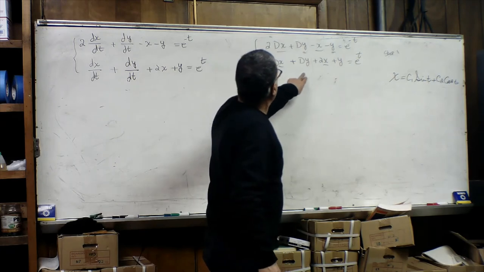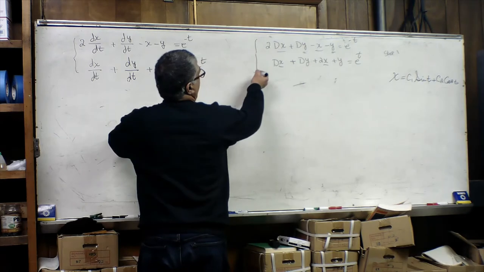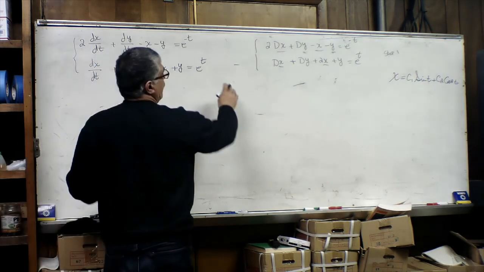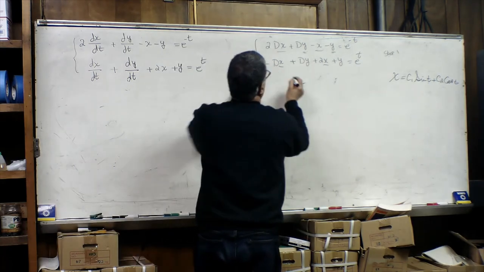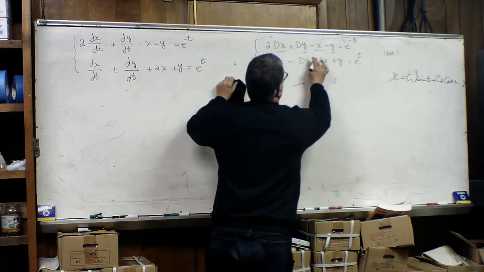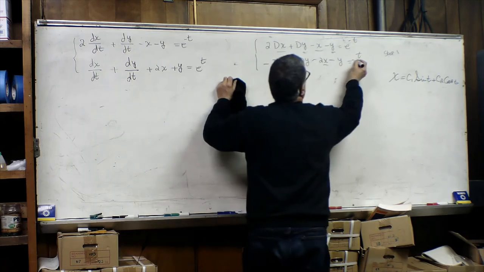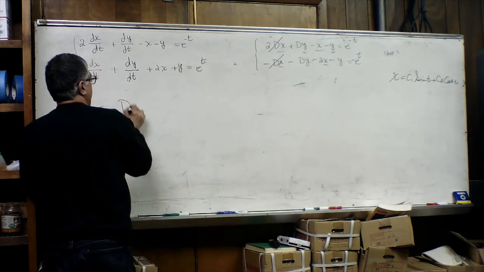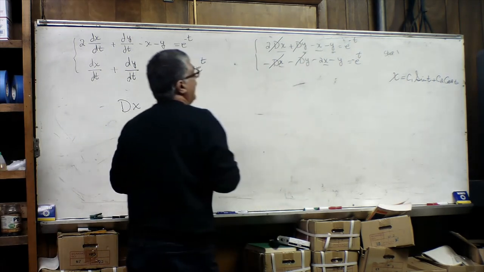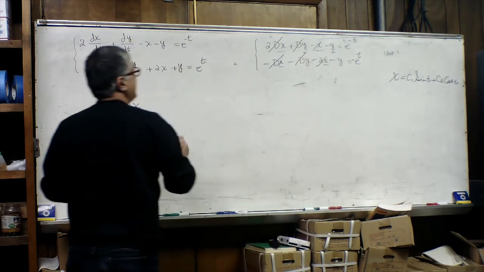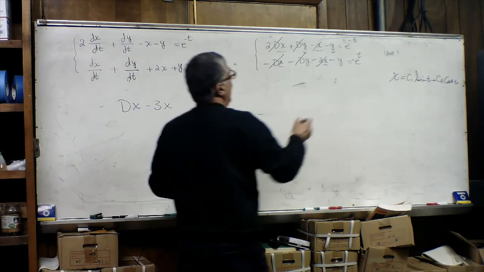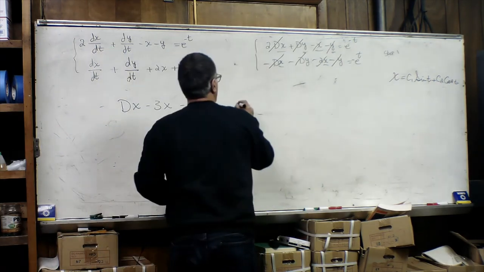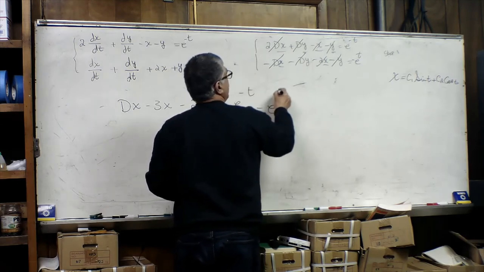Now in this equation, if we want to get rid of the dy, we can multiply this equation by minus. So if we multiply both sides of this equation by minus, we're going to have minus, minus, minus, and minus. Now, if we add this to the equation, 2dx minus dx will be dx. The dy's will cancel out. Minus 2x and minus x will be minus 3x. And minus y and minus y will be minus 2y is equal to e to the power minus t minus e to the power t.